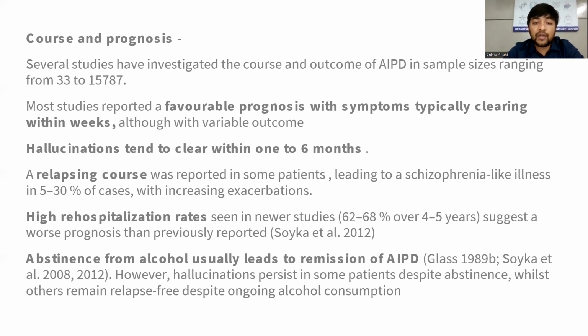Now, abstinence from alcohol usually leads to remission of AIP. This has been known for a very long time. However, hallucinations persist in some patients despite abstinence, whilst others remain relapse-free despite ongoing alcohol consumption. So see again, if you think about it, if hallucinations are persisting despite abstinence, then automatically the psychiatrist tends to make a diagnosis of primary psychotic disorder, right? But it is not necessarily the case, and that needs to be kept in mind.